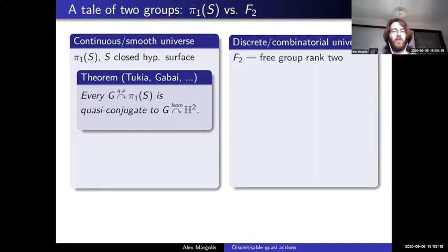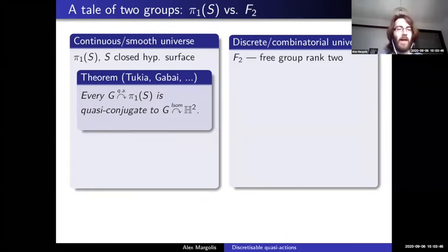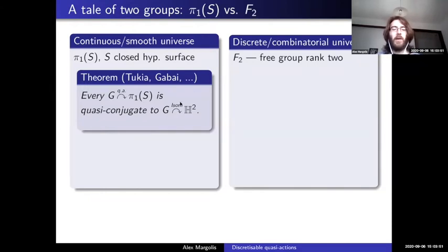But from the point of view of coarse geometry, we have this theorem of Tukia, Gabai and Casson-Jungreis, which says that if we have a quasi-action of any group on pi1 of S, then it can be quasi-conjugated to an isometric action of the same group on the hyperbolic plane. So essentially what this says is, out of analyzing all possible quasi-actions, we start off with this discrete metric on pi1 of S, we get the nice continuous Lie group action on the hyperbolic plane.